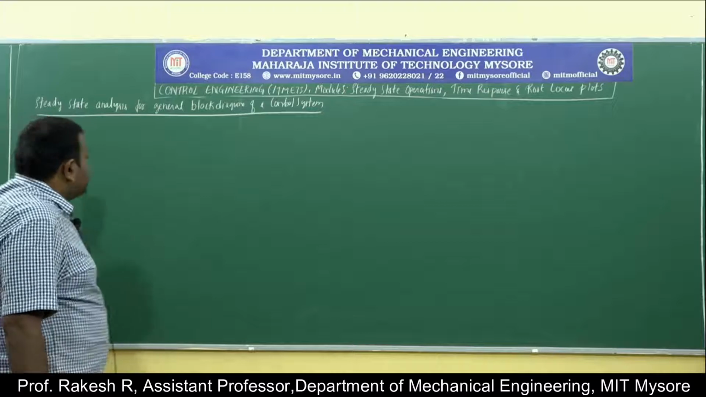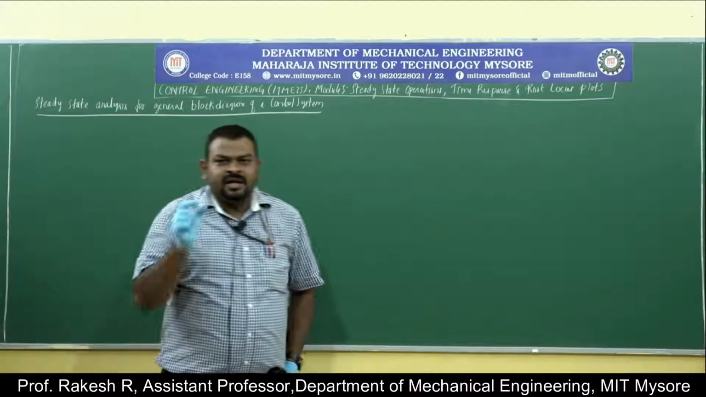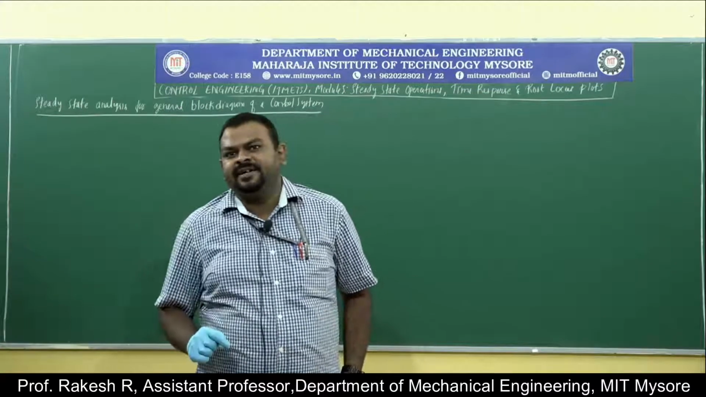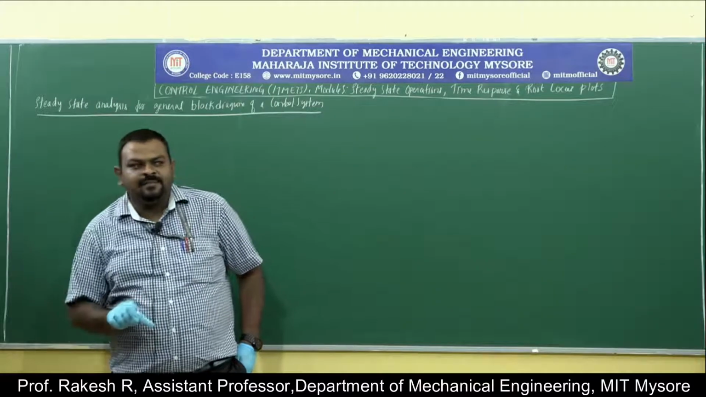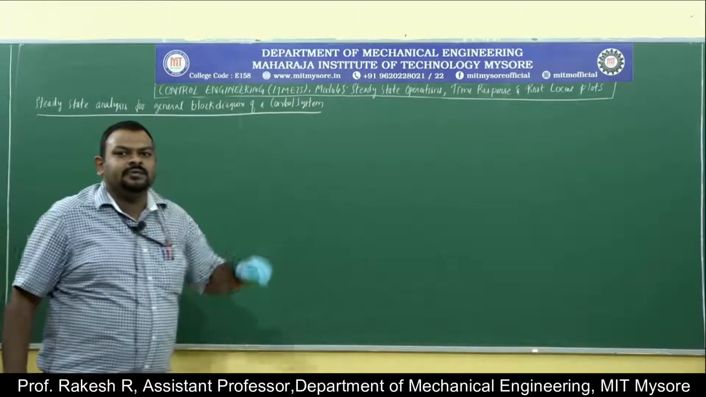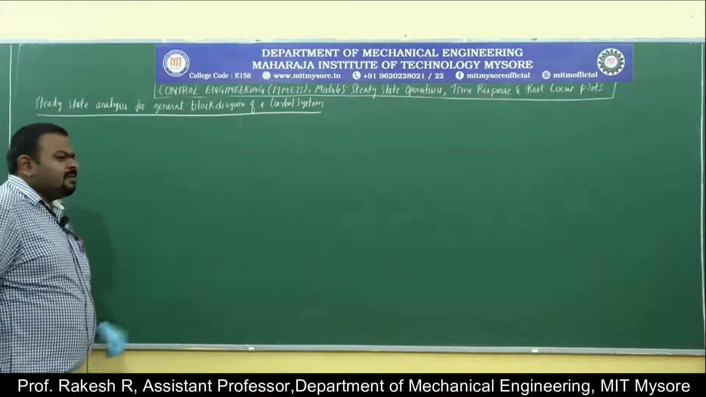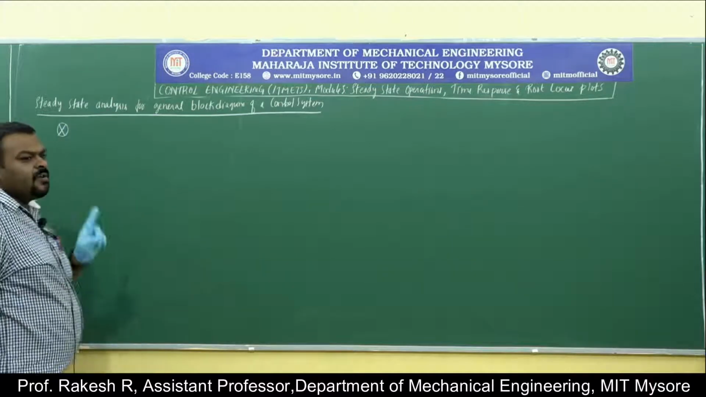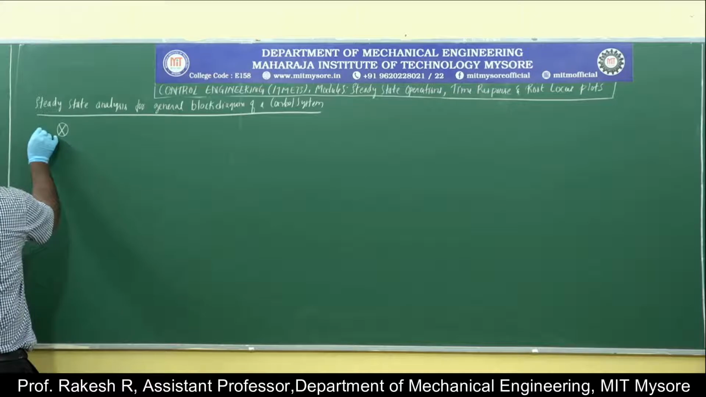Here the name steady state indicates what is steady state. Steady state means the output will not vary with respect to time after the transient state. That means initially the amplitude of the signal varies with respect to time. After that the output will be stable and that stable output will not vary with respect to time. That point is called as steady state output. I will consider a simple closed loop control system which is having one forward path transfer function, one feedback path transfer function and one input and one output.